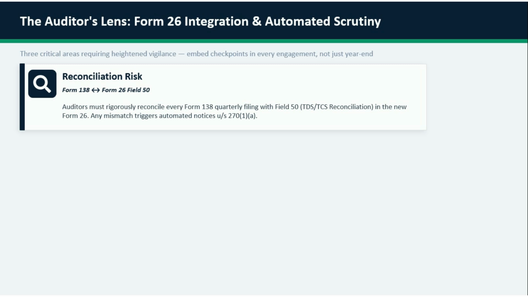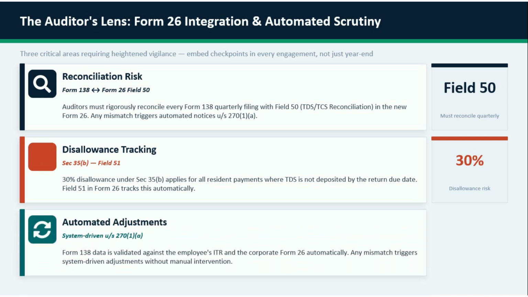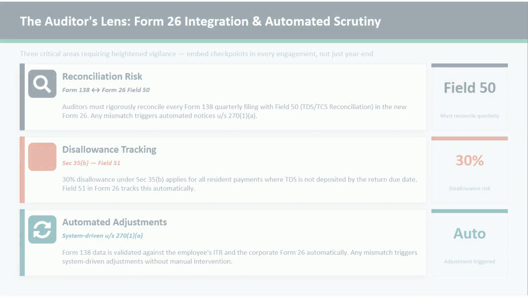structure. The framework also strengthens disallowance tracking, with delays in TDS deposits on resident payments being automatically flagged under Section 35B. Another key shift is automated adjustments, where Form 138 data is validated against employee returns and audit filings, triggering system-driven scrutiny in case of mismatches. Overall, the regime marks a move from manual verification to data-driven, technology-enabled tax compliance and audit monitoring.